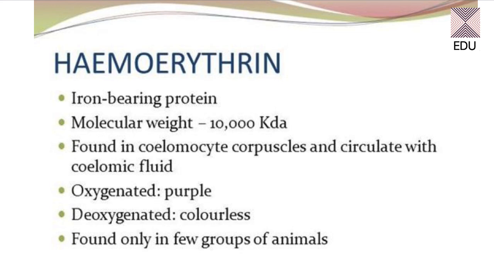Now, the next pigment is the hemerythrin. This is an iron bearing protein. It has iron moieties. The molecular weight is only 10,000 kDa. So it is far lower than the hemoglobin, but it is higher than the hemocyanin. It is found in the coelomocyte corpuscles and it circulates with the coelomic fluid.